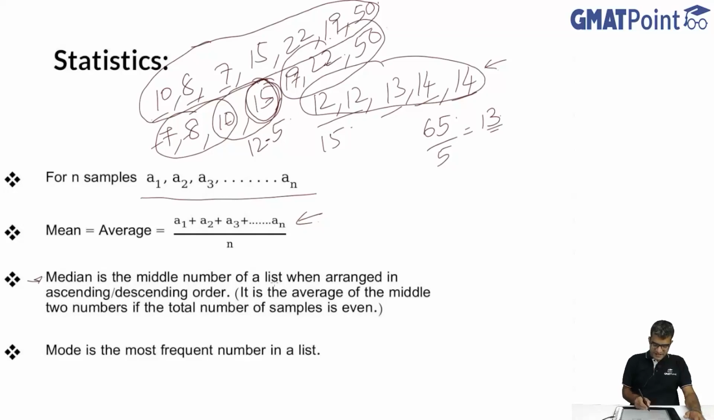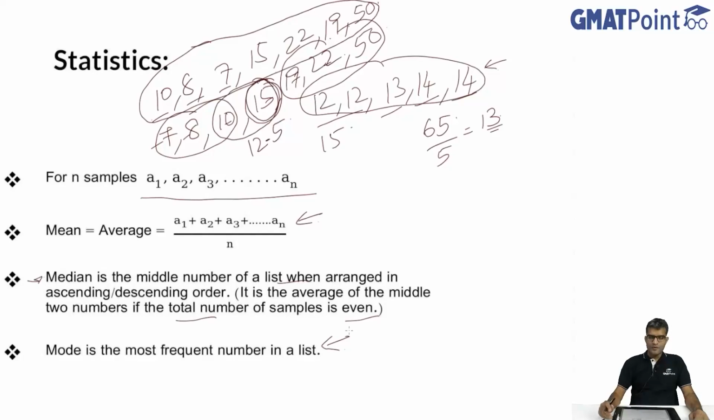So median is basically the middle number after the list is arranged in either ascending order or in descending order. If the number of numbers is odd, then it will be the middle number. If the number of numbers is even, then there will be 2 middle numbers and the median will be the average of those 2 numbers. Mode is also a very simple concept.